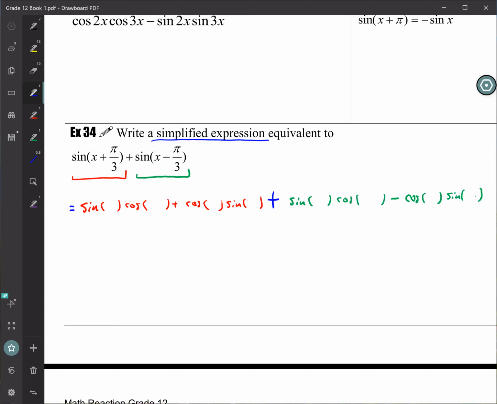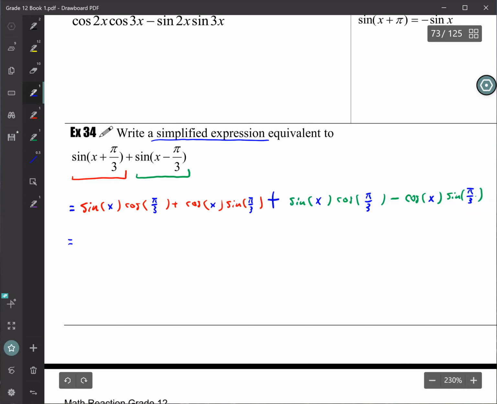Okay, so your A is x, B is pi over 3, right? You just go in order, right? And then same thing here. A, B, okay? Pretty easy. It's just applying sine cosine twice. Okay, so please take a look.